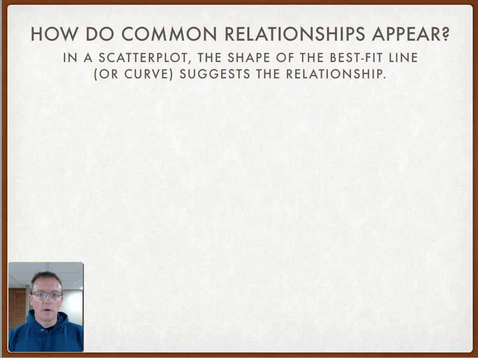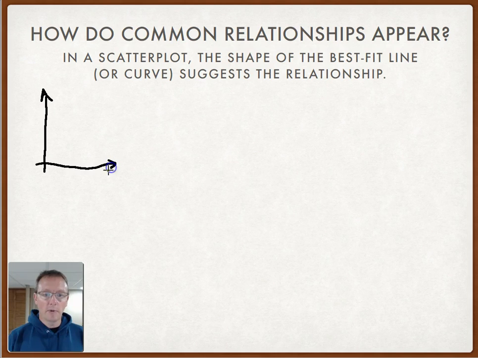So the question then is, how do the common relationships appear? I'm going to draw 5 common relationships here, so bear with me. They're things that you're going to see pretty often in here. The first one looks like this. There's our XY scatter plot, and it's a line, and in fact it's a line with a positive slope.